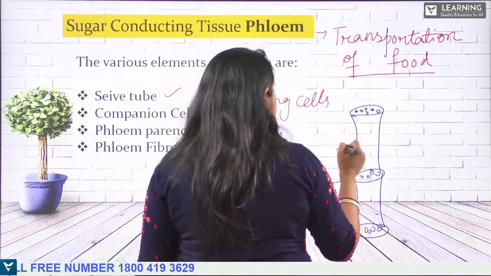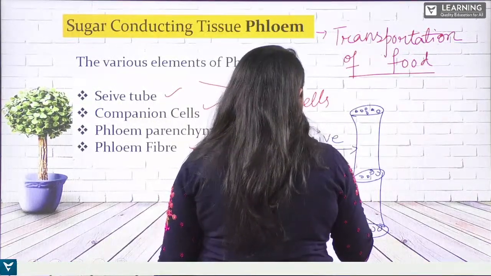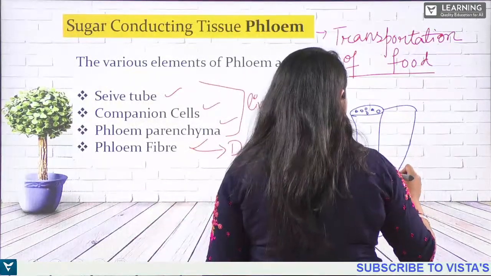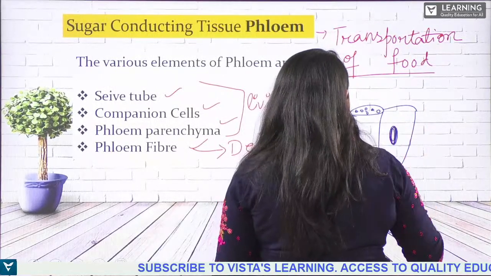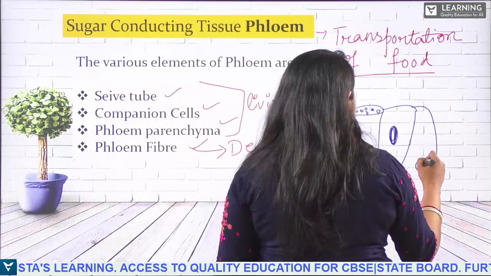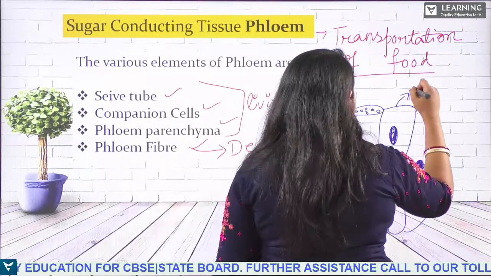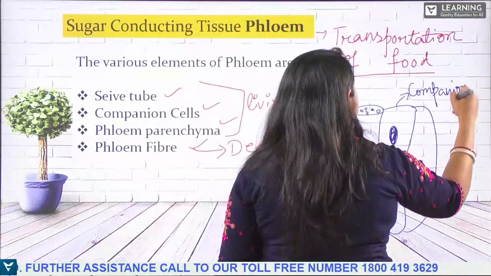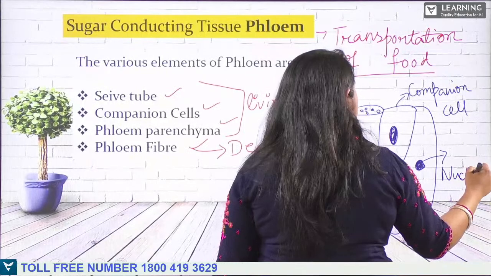Okay, now this is the sieve tube, right? Here you will find various cells. These cells are having a nucleus. These cells are the companion cells, which are having a nucleus.